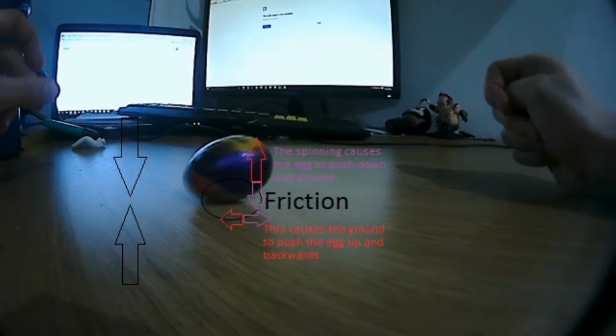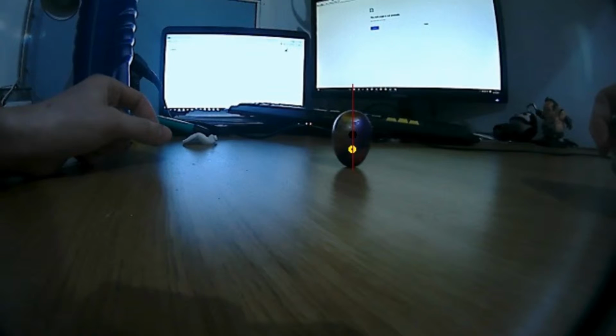Here's the explanation. The spinning of the egg creates a friction, which pushes back on the egg. This creates a torque, which creates a force to push the center of mass upwards. This makes the center of mass higher and higher until it gets onto its end, in which case there is no longer a torque, as both axes are in line.